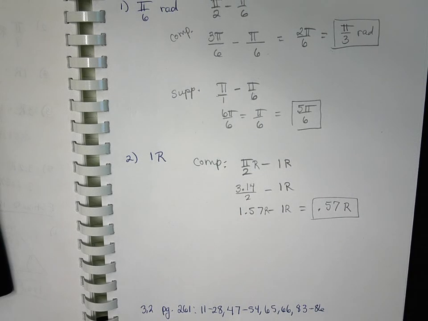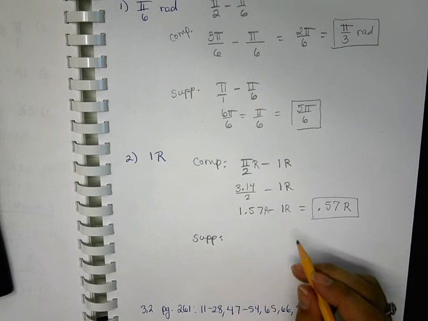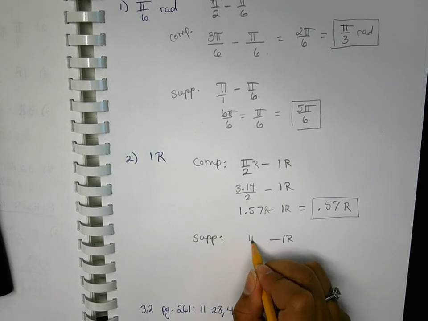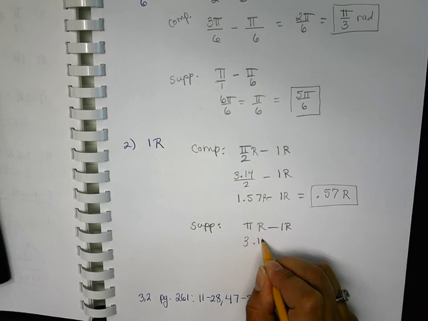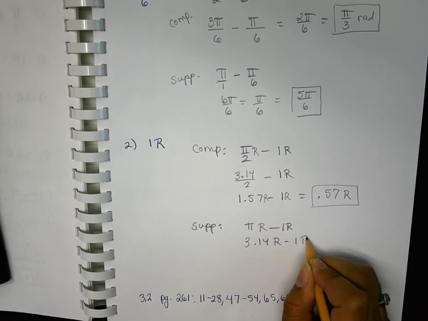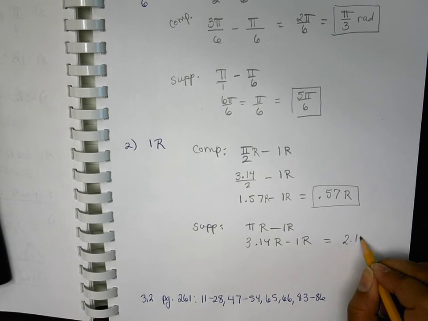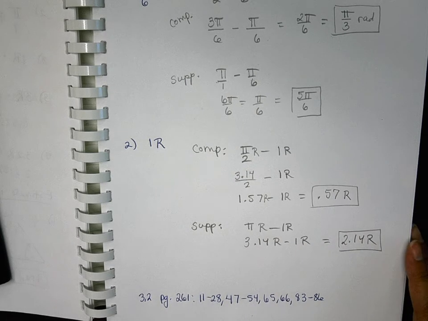Got it? And I will at least set it up because the bell's almost going to ring. This is complementary. Don't pack up. How do you do supplementary? You subtract 1 radian from what? From pi. 3.14 radian minus 1 radian is what? 2.14 radians. Did anybody not like those as much? Yeah, a little more confusing.